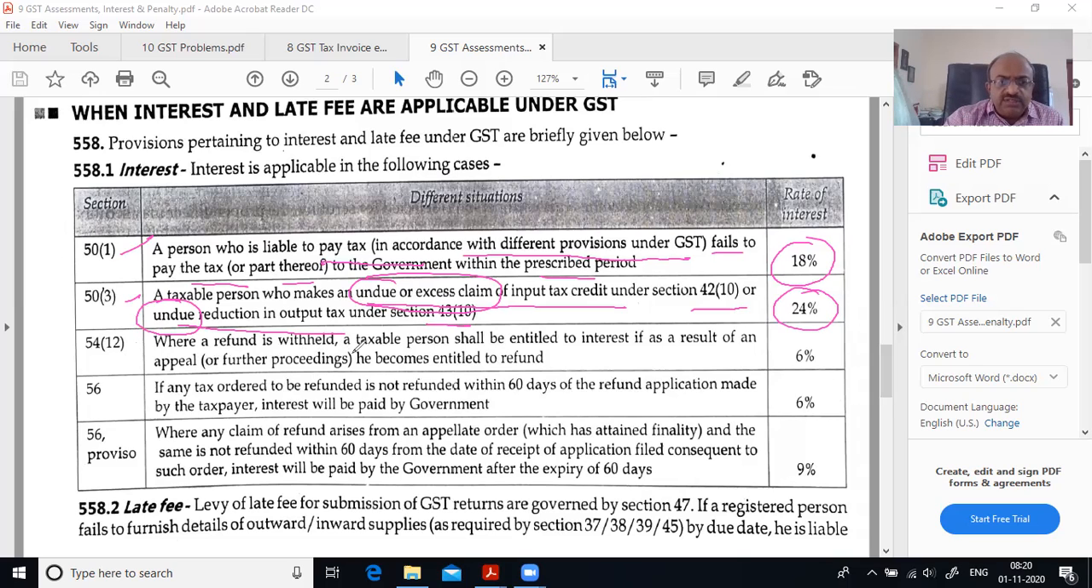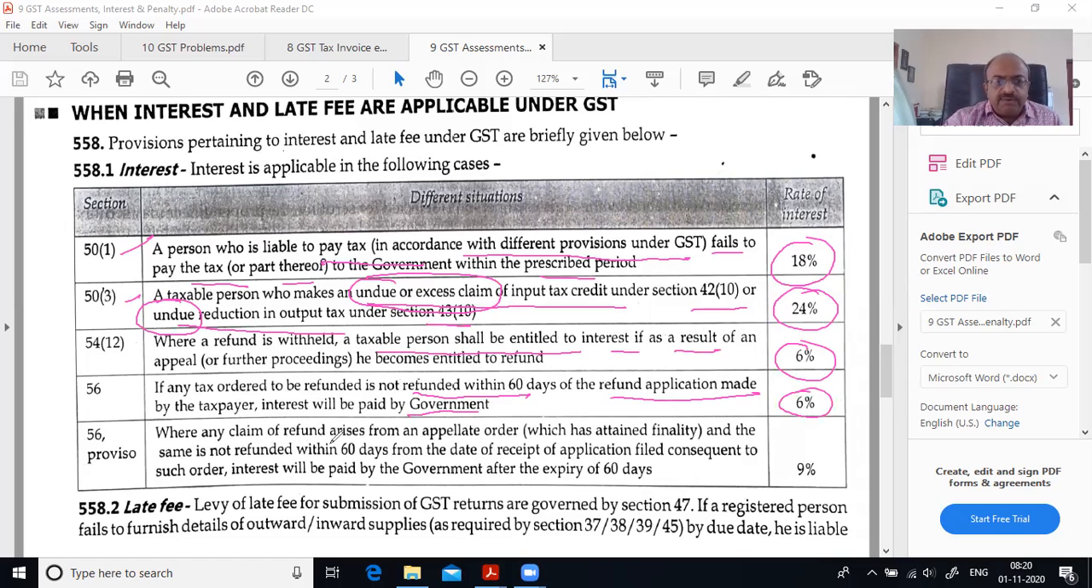Section 54: where a refund is withheld, a taxable person shall be entitled to interest. That means if a refund has to be received by him and is not being paid, then he will get only 6%. If any tax ordered to be refunded is not refunded within 60 days of the date of the refund application made by the taxpayer, interest will be paid by the government at 6%.